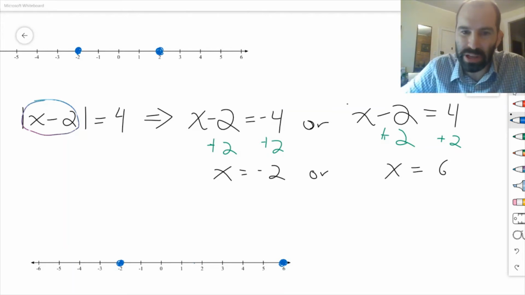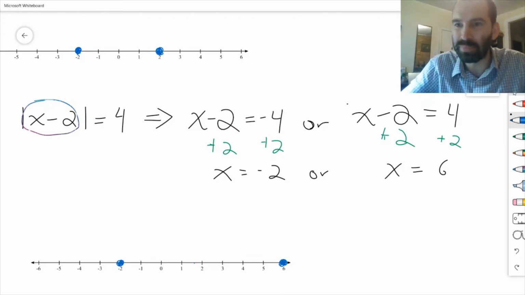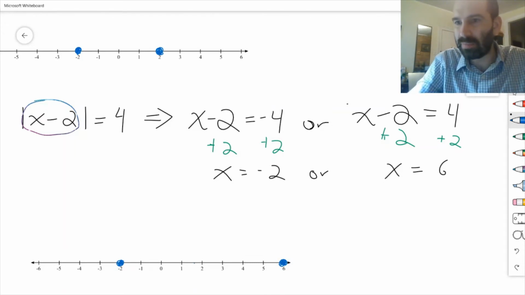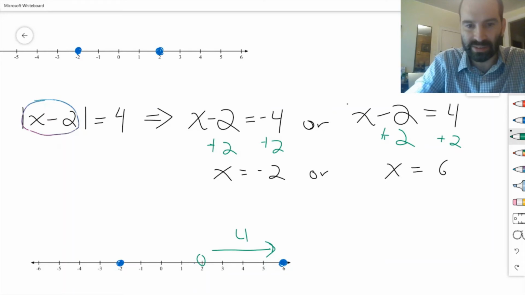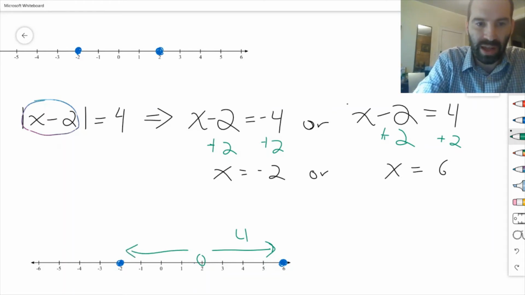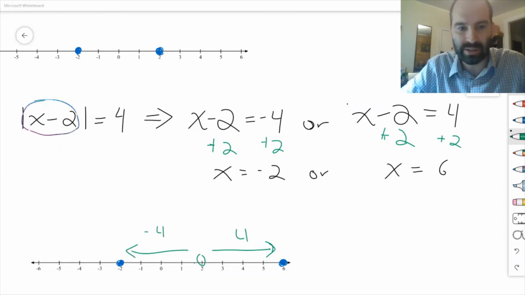Right, they're both equally as far away from 2. They're both exactly 4 units away from 2. If I start at 2 here and go 4 units to the right, I get to 6. And if I go 4 units to the left, I get to -2.